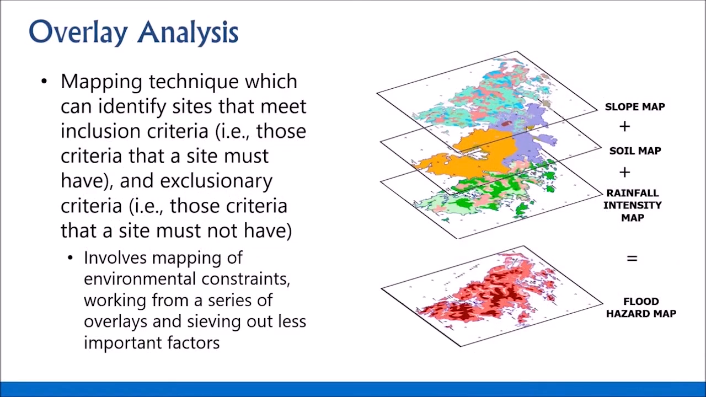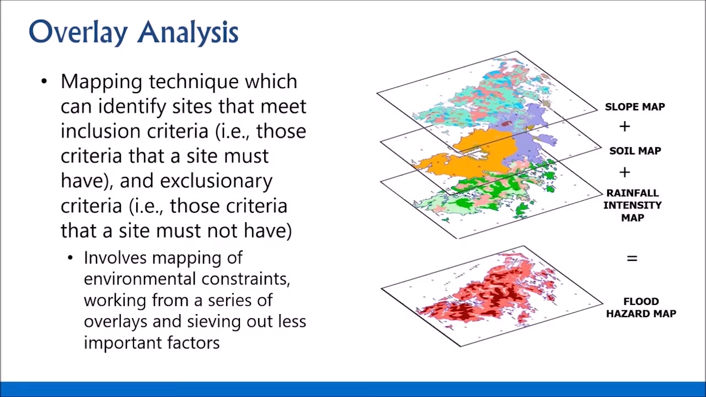We also have overlay analysis, which is a technique that identifies sites that meet inclusion criteria, or those criteria that a site must have, or exclusionary criteria, or those criteria that a site must not have. So for example here, if we want to create a flood hazard map, then the layers are your slope, your soil and rainfall intensity. So we overlay them together to come up with a flood hazard map.